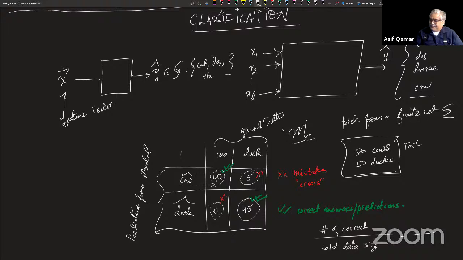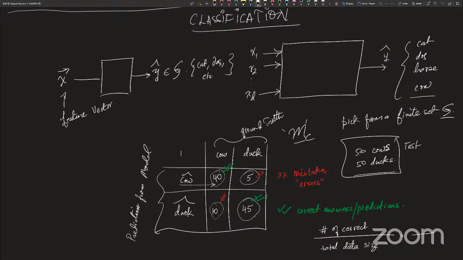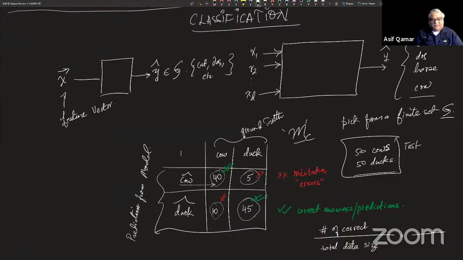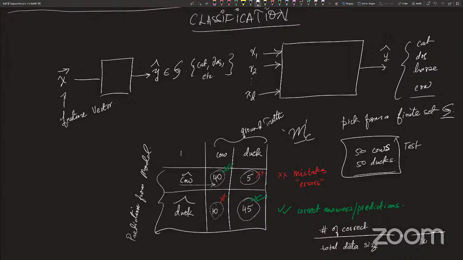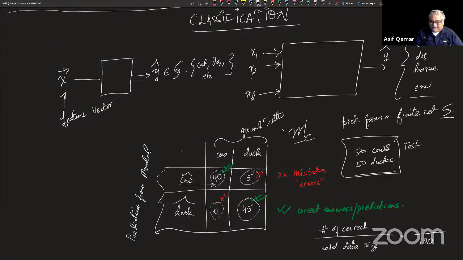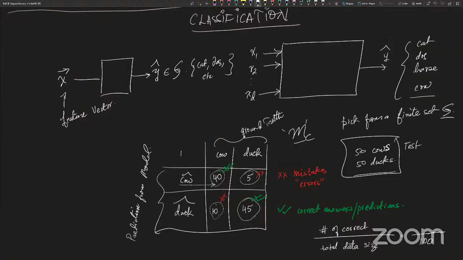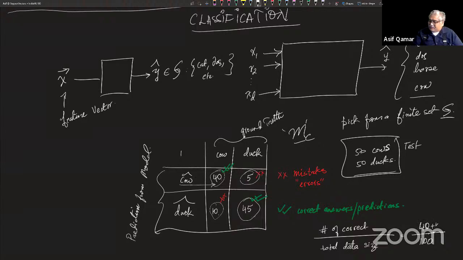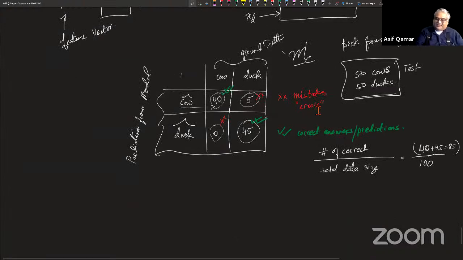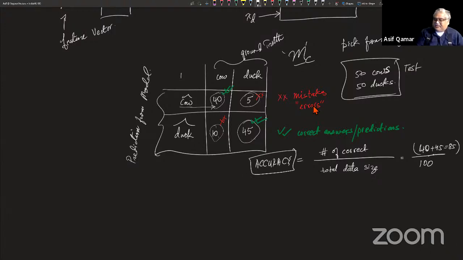What's the denominator, guys? How many total animals did we try this model on? 100. There are 2 classes, but there are 100 animals. And how many of those did we get right? 85, because 40 plus 45 is equal to 85. This is your basic metric of the model. The name for this is accuracy. So here the accuracy would be 85%.